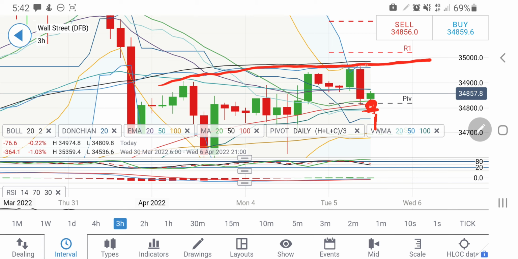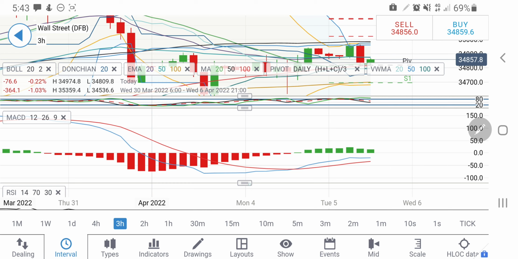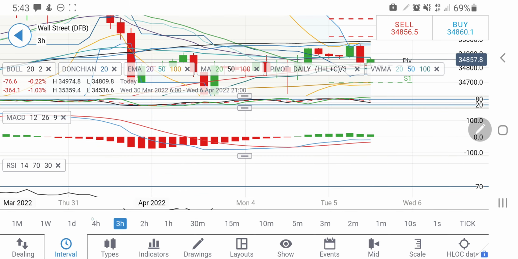At the same time, here at 34950, one can expect that it is going to get a little resistance till 34950 zone. Only if it breaks this, one can expect that it may trade higher, and it is going to fly towards 35150 and 35200 levels possibly. 3-hour stochastic looking downwards, still on sale. MACD on the buy side but trying to converge from here, so I'll be watchful.